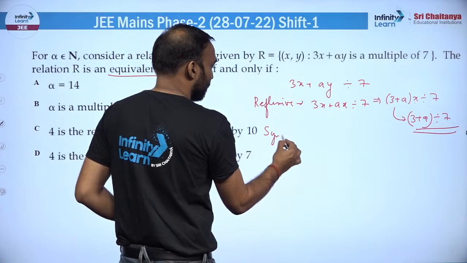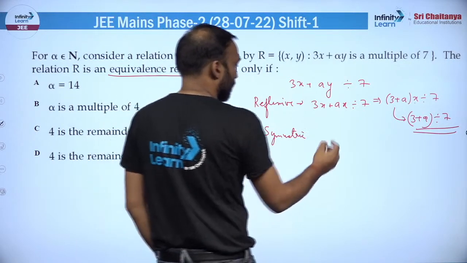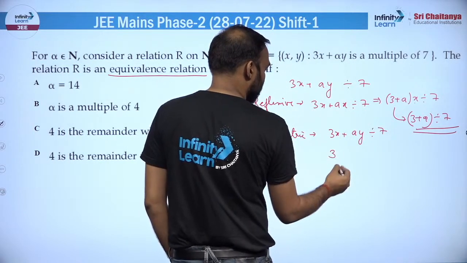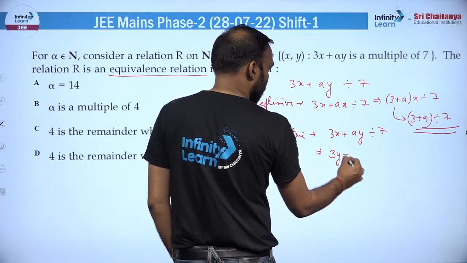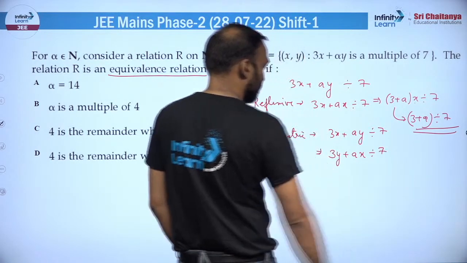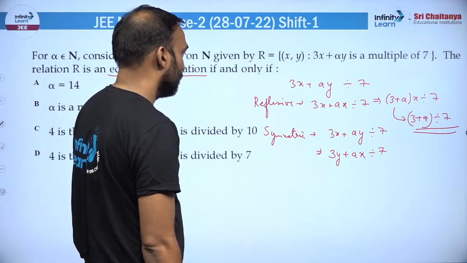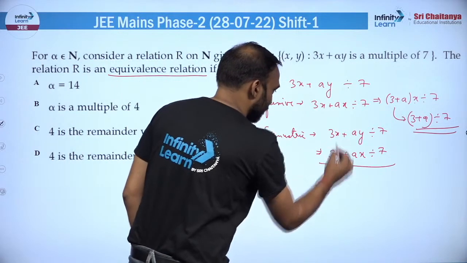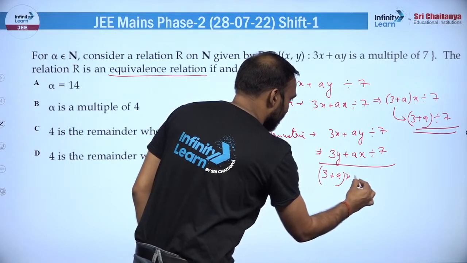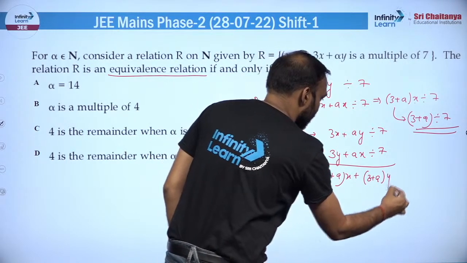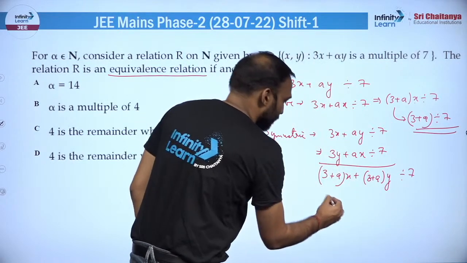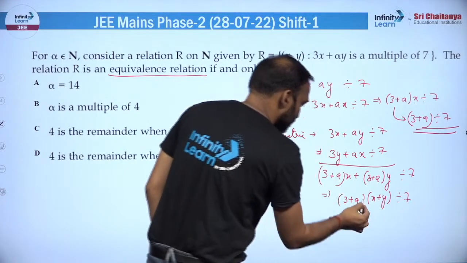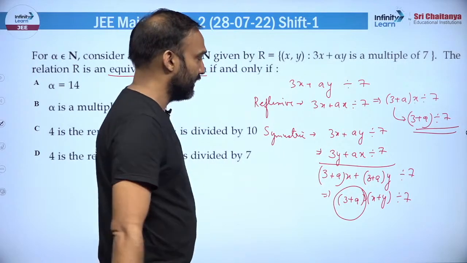For symmetric, symmetric says if 3x plus ay is divisible by 7, then this implies 3y plus ax should be divisible by 7, right? Okay. So we'll add these two equations, right? If you add, you will get (3 plus a) into x plus (3 plus a) into y divisible by 7. So I'll get (3 plus a) into (x plus y) divisible by 7. Once again, I am getting the same condition, right? That 3 plus a needs to be divisible by 7.